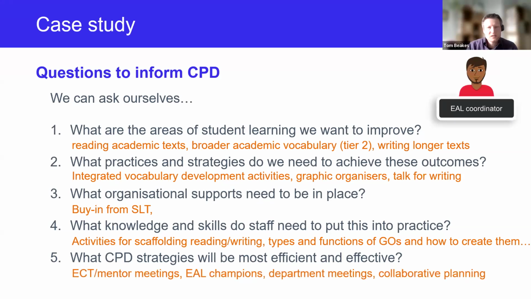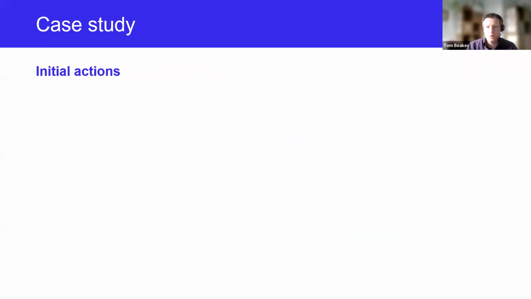And at this school, in terms of what kind of CPD strategies might be available, they're thinking about early career teacher and mentor meetings. In the past, this school had EAL champions. I'll talk about those in a minute. Department meetings for subject specialists, and collaborative planning is something that the EAL coordinator is quite passionate about and knows is a very useful tool. So then, what kind of initial actions could happen here?